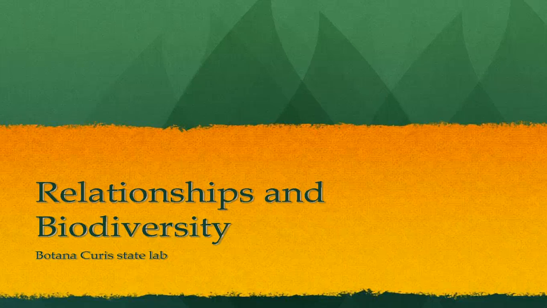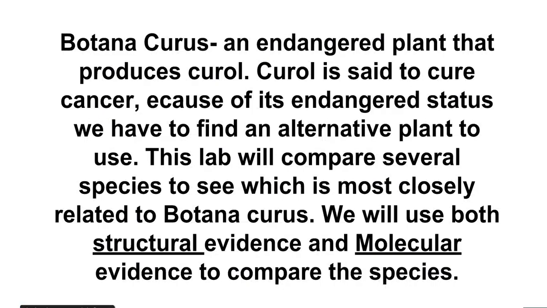The final lab that we'll review is called Relationship and Biodiversity. In this lab, we were given a plant called Botanocurus. Botanocurus is said to be endangered, so it's an endangered plant that produces curel. Curel is said to cure cancer. Because of its endangered status, we have to find an alternative plant to use. Alternative means a different plant to use.